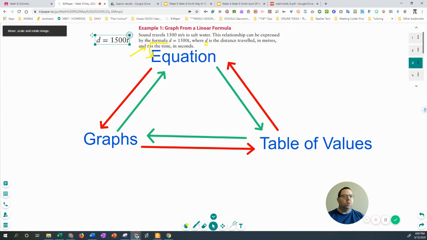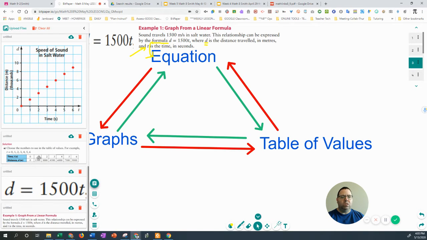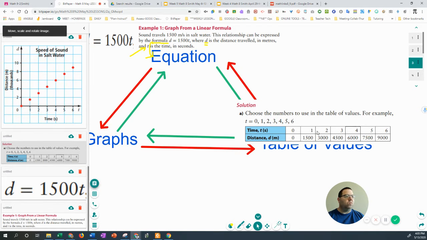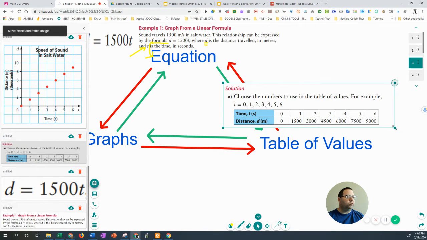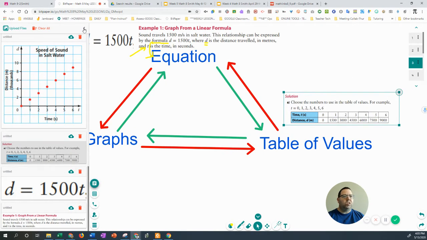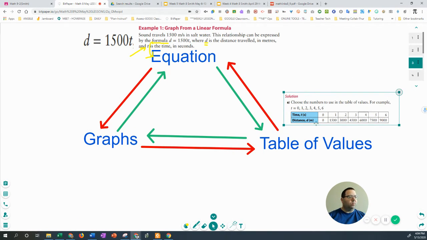So, on one hand, you've got an equation to work with, okay? All right, so we're going to start with an equation. And then what you're supposed to do is that equation is going to give you a table of values. You can convert it to a table of values. I'm going to just shrink this a little bit so it fits a bit better. Okay, so let's look at the table of values for a second.